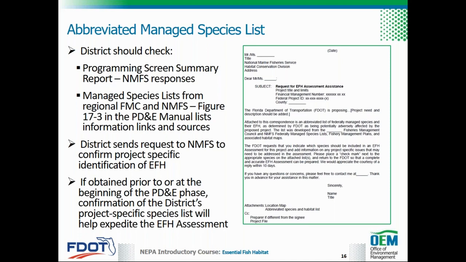Please note that the request of an abbreviated list is not an official procedure for EFH consultation, and NMFS is not required to respond. If NMFS does not respond to the request within 10 days, it is recommended for the district to begin the EFH assessment using its own compiled abbreviated list. Please note that the EFH should be identified for species on the abbreviated managed species list as part of the PD&E process.